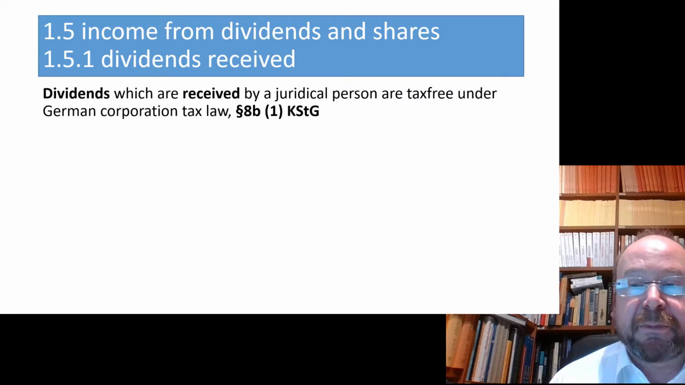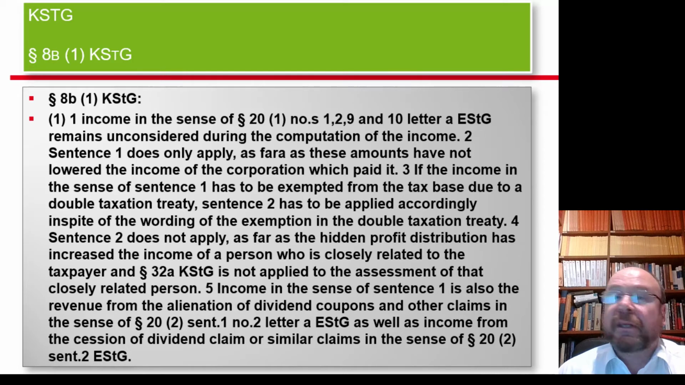So just in order to be sure, let's have a look at that. Well, here it is, 8b1 KStG, first sentence. Income in the sense of paragraph 21, numbers 1, 2, 9 and 10, and that is, put in plain words, dividends mainly, of the EStG remains unconsidered. Here you see how hard it can be for a member of the fiscal administration if they have to draw up the wording of a law to cope with that brutal word tax-free.